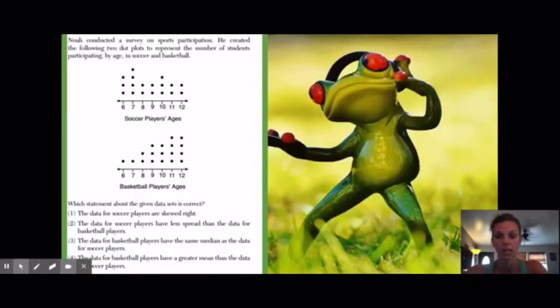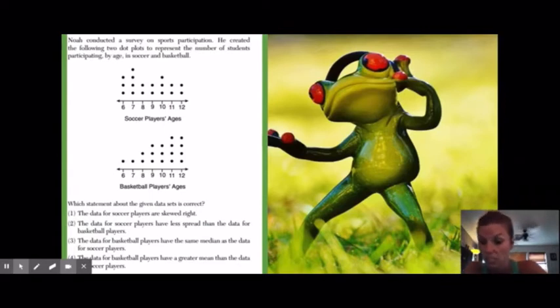Okay? Let's look at this one. It says, Noah conducted a survey on sports participation. He created the following dot plots to represent the number of students participating by age in soccer and in basketball. So if you look at the soccer ages and then you look at the basketball ages, anything that you can infer about the data before we start? It looks like for basketball, as kids get older, they start to join.